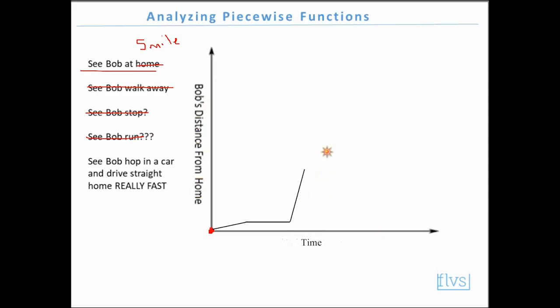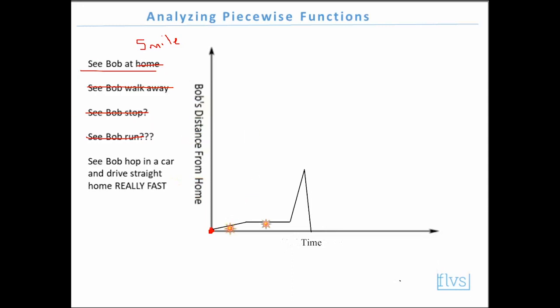I don't know, nobody's probably ever seen Back to the Future, but if you have, it's not like you can go back in time. So we're not going to go backwards. And then it says, see Bob hop in a car and drive straight home really fast. Now, the key here is not just that he got in a car. Obviously, the car is faster. But if he went home, what happens to his distance? Oh yeah, hopefully some of you are saying, his distance would go back to 0. So if we piece it together, we can see these things coming into place. And that's the purpose of a piecewise function.